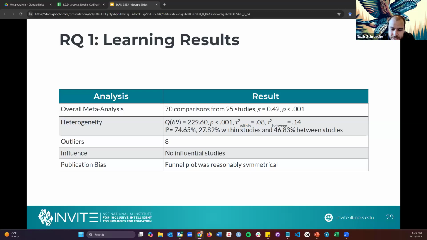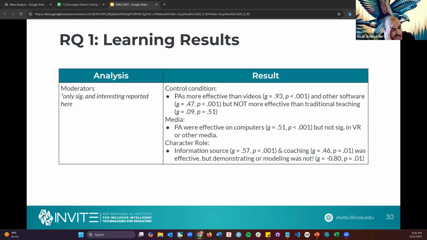We did see significant heterogeneity. We had 8 outliers, but none of them were significantly influential. And in terms of publication bias, the funnel plot was reasonably symmetrical. So we did do some moderator analyses, and they were largely non-significant. There were a couple that were significant and were interesting. So I'm only going to talk about those 3.